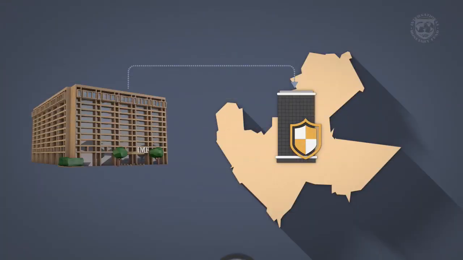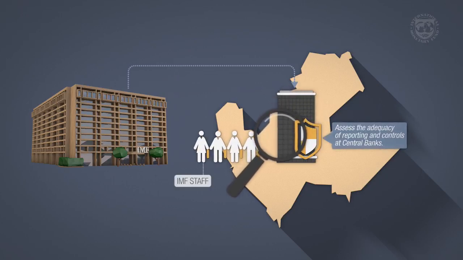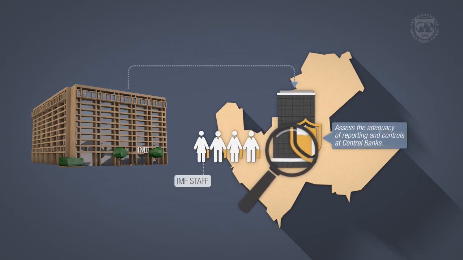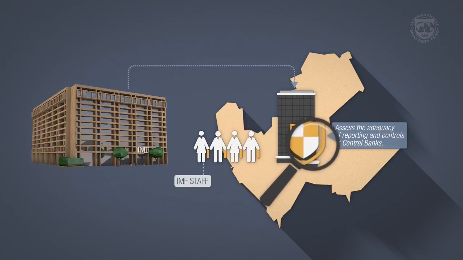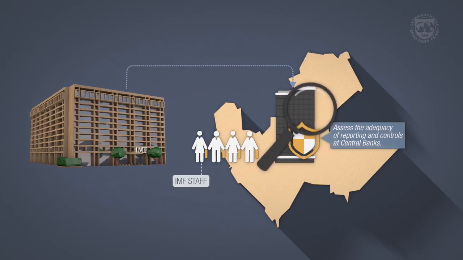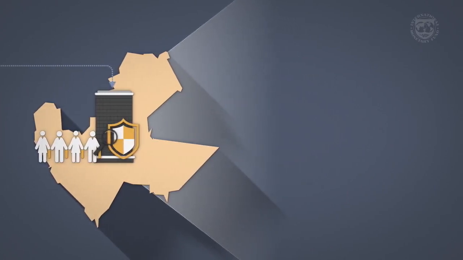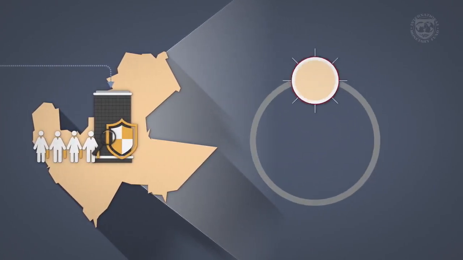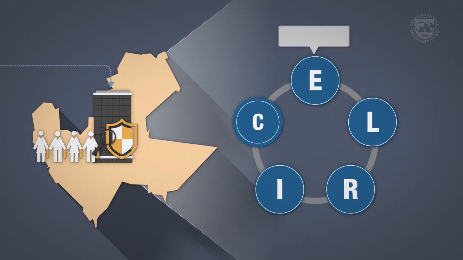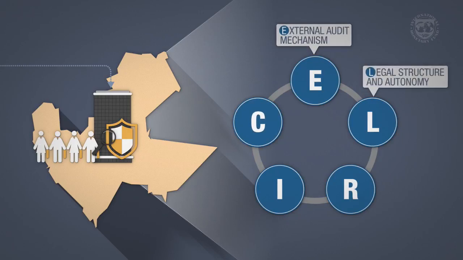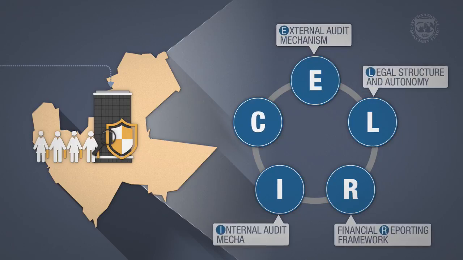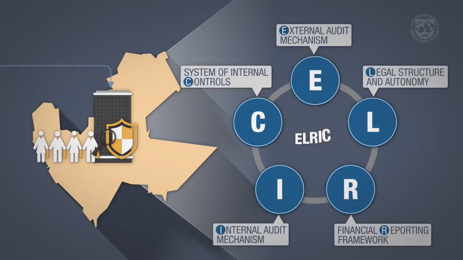A safeguards assessment is a diagnostic review of a central bank's governance and control framework by IMF staff. Assessments aim to ensure that resources, including those provided by the IMF, are properly managed. Safeguards assessments evaluate the adequacy of 5 key areas of control and governance. These areas are external audit, legal structure, financial reporting, internal audit, and control mechanisms, denoted with the acronym ELRIC.